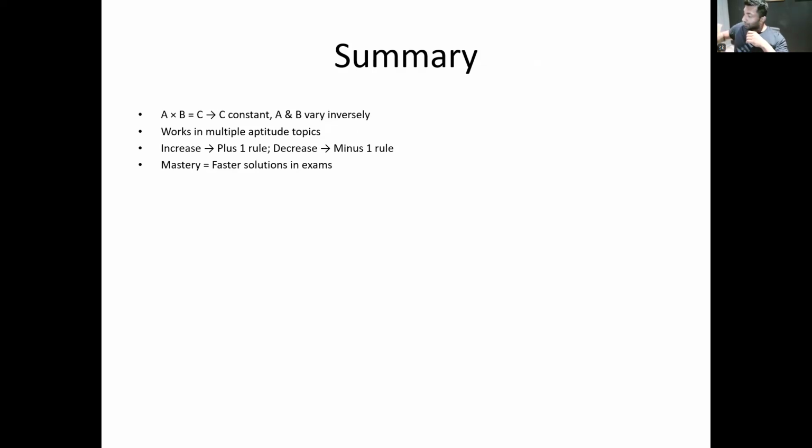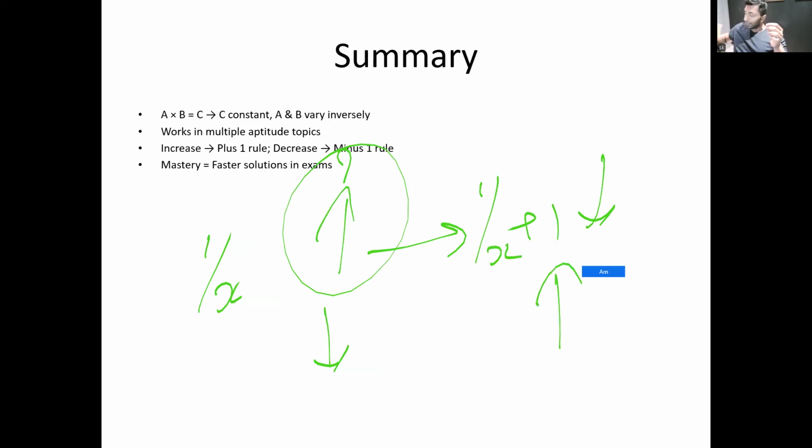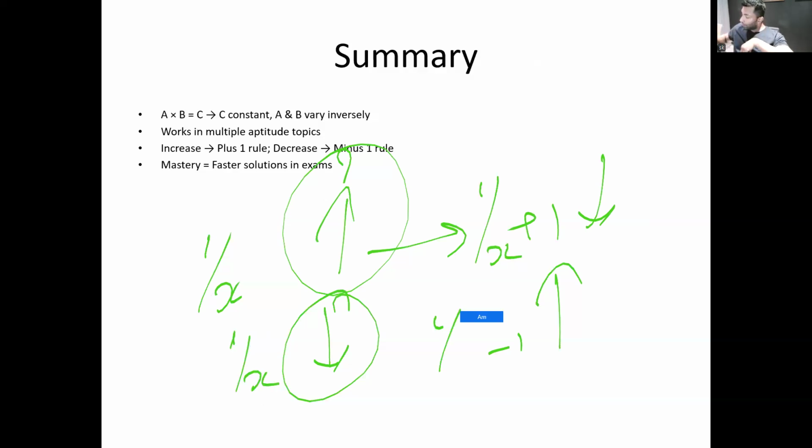So if there is an increase in one, the other will decrease. If there is an increase, it is going to be +1, which means if there is 1 by x increase, 1 by x plus 1 decrease. Now, if there is a decrease in this, there will be an increase in the other. Decrease means -1, increase means +1. So 1 by x decrease means 1 by x minus 1 increase. All you need to remember is only this, and it's done.